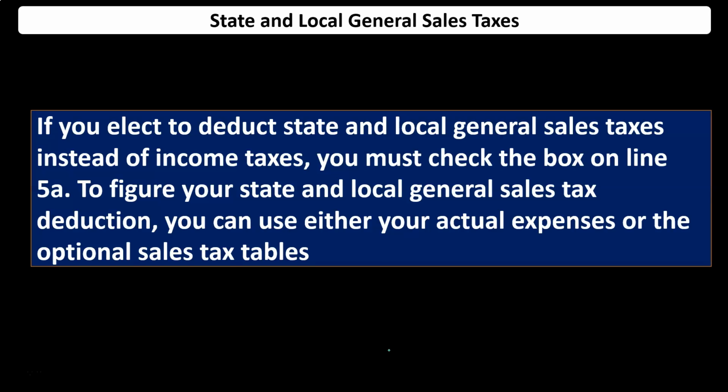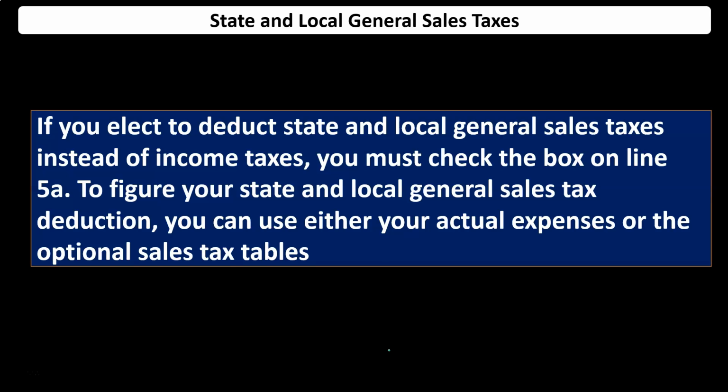State and local general sales tax. If you elect to deduct state and local general sales taxes instead of income taxes, you must check the box on line 5A to figure state and local general sales tax deduction. You can use either your actual expenses or the optional sales tax tables. Now this will pretty much depend on what state you are in. If you're in California, there's typically a pretty high income tax for the state, so you're probably going to be choosing the income tax. If you're in another state that depends primarily on sales tax, then your primary custom will probably be sales tax.